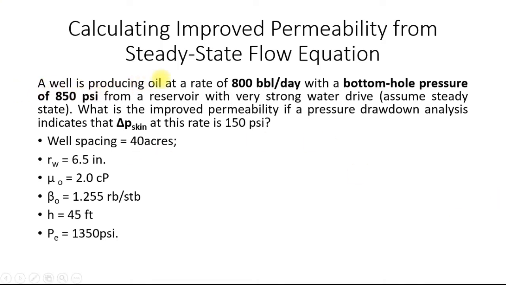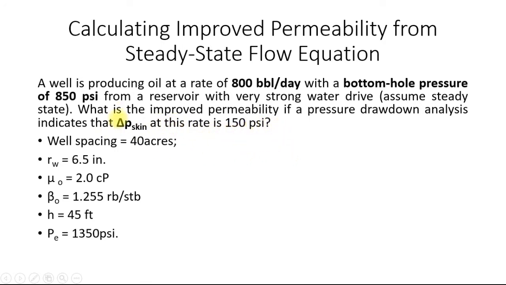A well is producing oil at the rate of 800 barrels a day with a bottom hole pressure of 850 psi from a reservoir with a very strong water drive. Since there is a very strong water drive, we will assume that our flow will be steady state. So what is the improved permeability, if a pressure drawdown analysis indicates that the delta P skin is 150 psi?